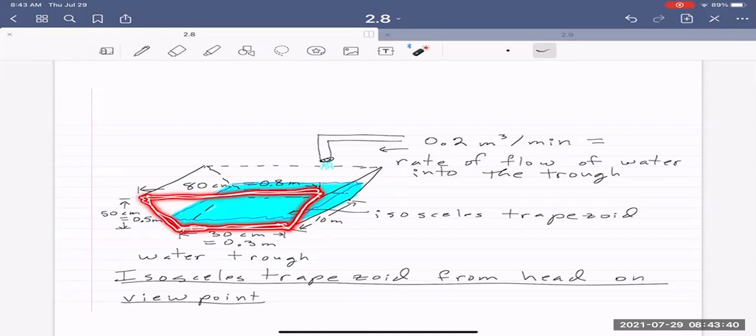It is isosceles, meaning that this angle here is the same as this angle. These two lines here are parallel, and it's isosceles. So in order for this to be a trapezoid, these two lines are parallel. It's a quadrilateral. To be isosceles, it means that these angles here are the same. Okay?